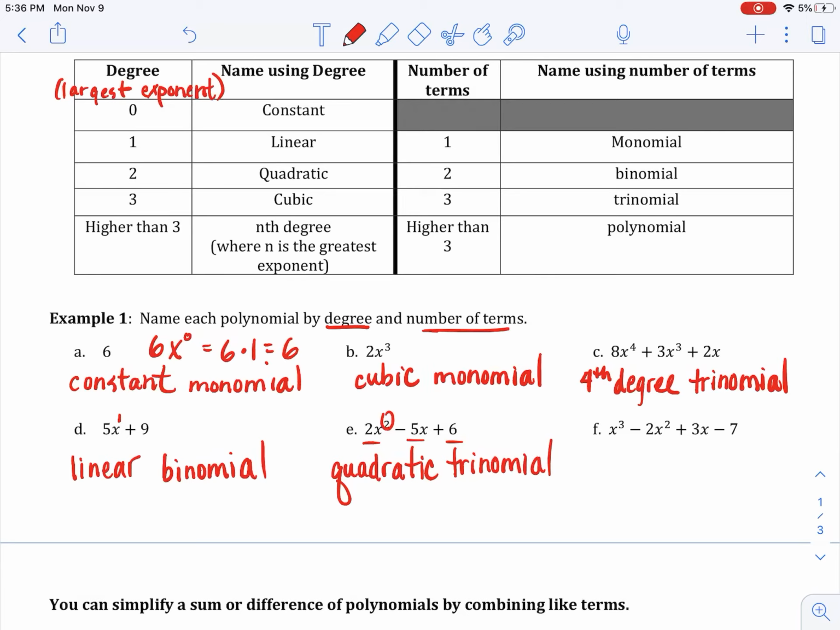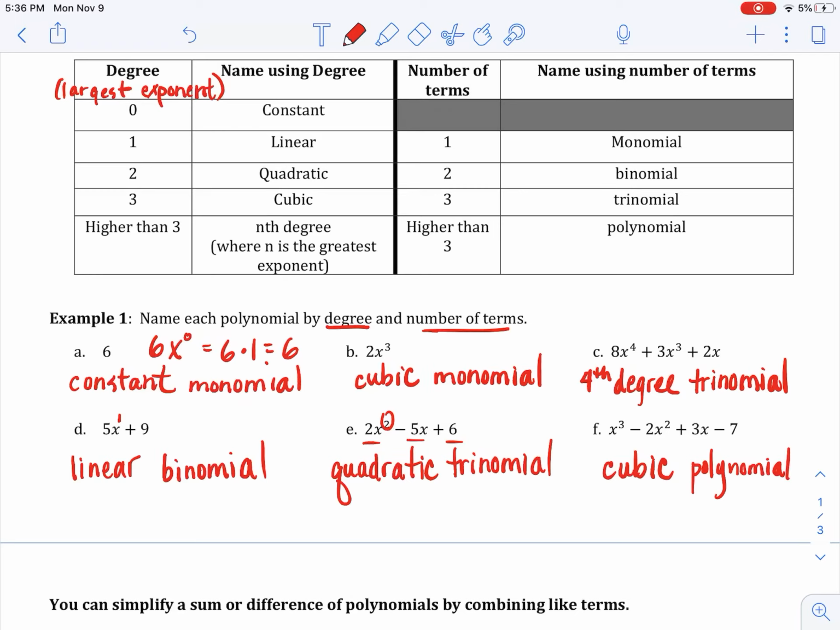All right, last one. The biggest exponent I see is a 3, so that's cubic. And there's 4 terms in a row. Anything higher than 3 we just call a polynomial. So we're going to call that a cubic polynomial.